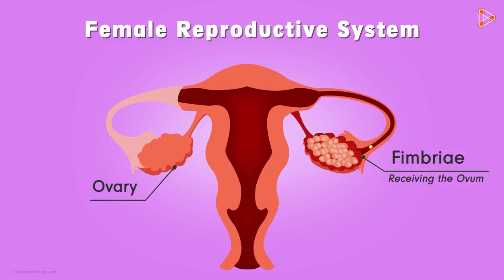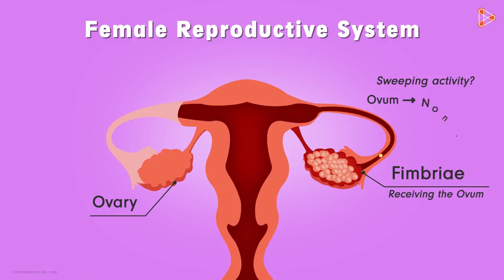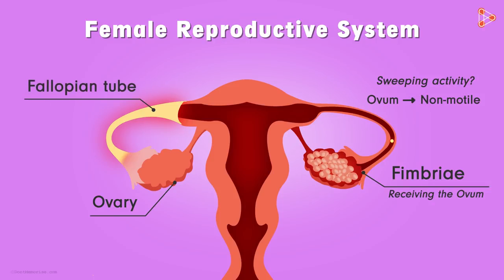But why does the ovum require the sweeping activity? Can't it travel on its own? No, it can't. Unlike the motile sperm, the ovum is non-motile. It cannot move until it is pushed or swept by some other cells. Now, these tube-like structures that we are referring to since a long time also have a scientific name. They are called the fallopian tubes.